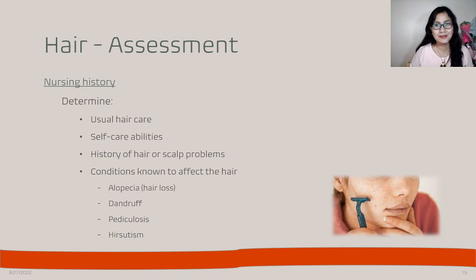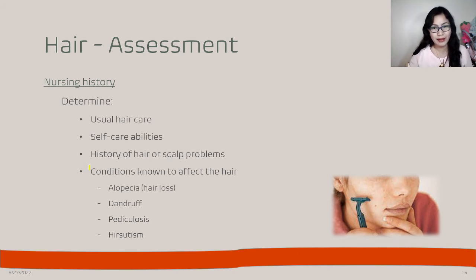For the assessment, just like what we did in the skin, we read the nursing history. There you're going to determine: are there usual hair care practices of the client? How about the capacity or ability of the client to do self-care? Is there any history of hair or scalp problems? Are there conditions known to affect the hair? As you assess or check the hair, can you easily find that there is thinning of hair or even alopecia, hair loss?